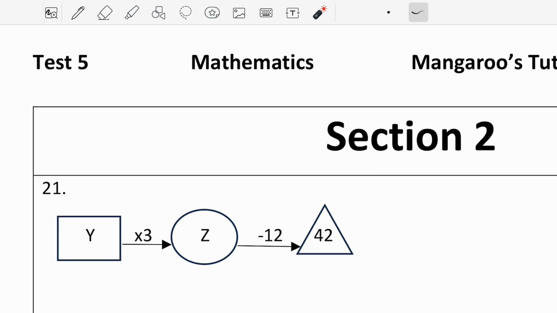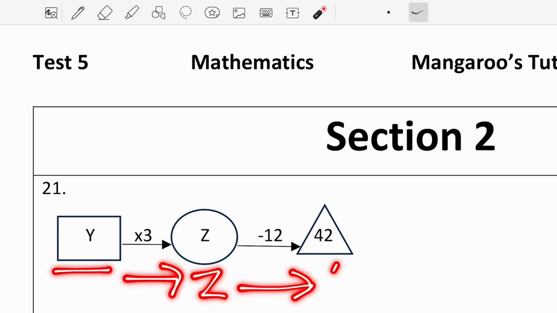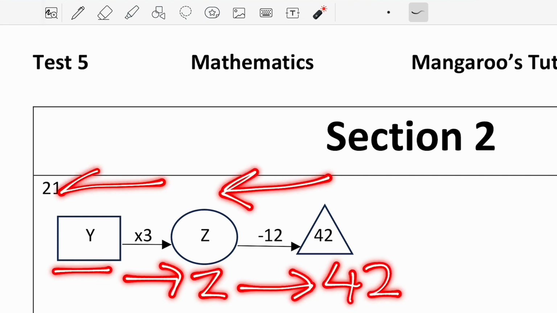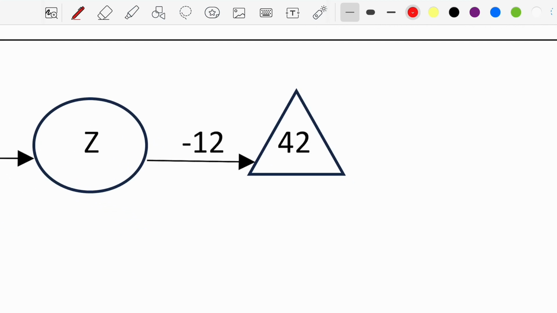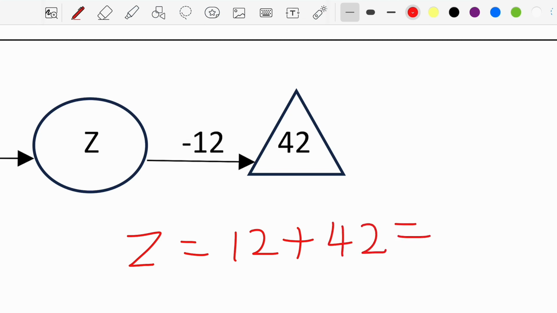Okay, so let's take a look at section 2. So we started off with a number, y. We multiplied it by 3 to get z, and we subtracted 12 to get 42. So in order to get z, we're going to work backwards here, and then we're going to work backwards here. Right? We're going to do the reverse calculation. So if we minus 12 to get this, we're simply going to add 12 to get z. So z is equal to 12 plus 42. That will give us 54.